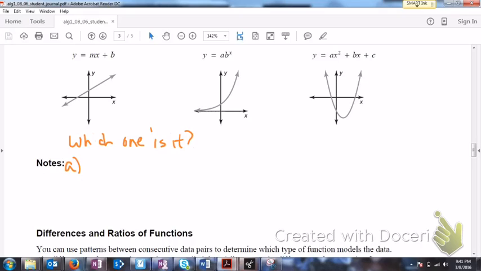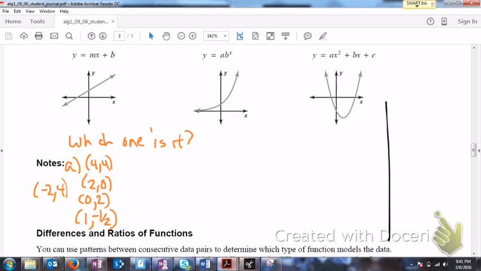Here's part A. I'm going to give you a bunch of points. First one's got points (4, 4), (2, 0), (0, 2), (1, -1/2), and then one more point, (-2, 4). So I've got these points. How do I know which one of those three functions it is? Well, let's just go ahead and graph these. Let's draw a little graph over to the side here, and I'll put some marks in here. Alright, now let's go ahead and graph that first one.